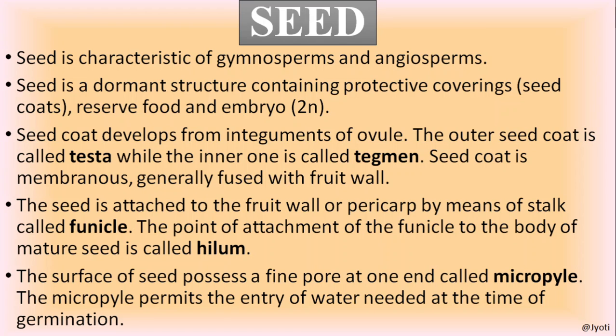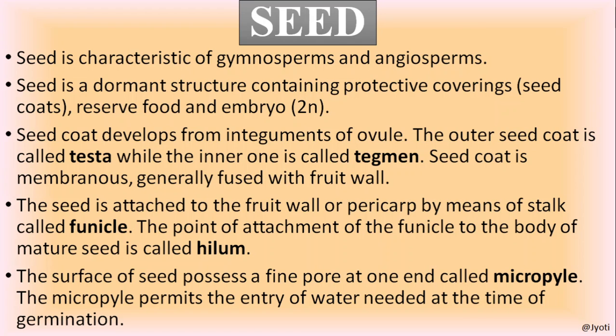So how can you define a seed? A seed is a dormant structure containing a protective covering that is called seed coat, and it also contains the reserve food and the embryo. Why is it called a dormant structure? Dormant structure means it is in an inactive state. The cells are living but they are metabolically not active, so there is no cell growth or cell metabolism.